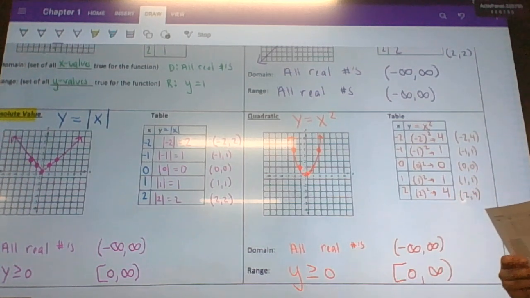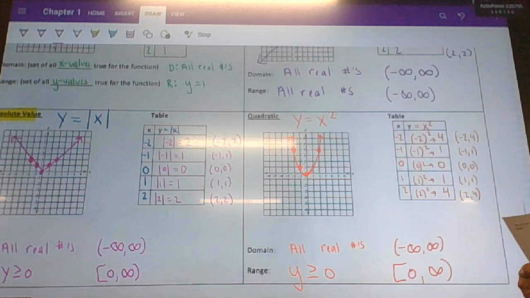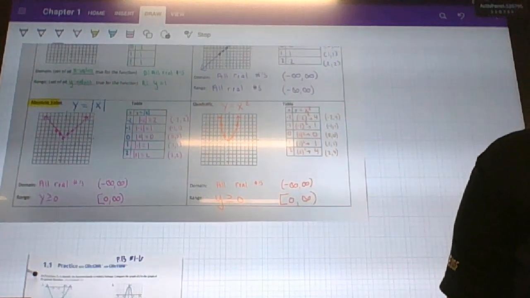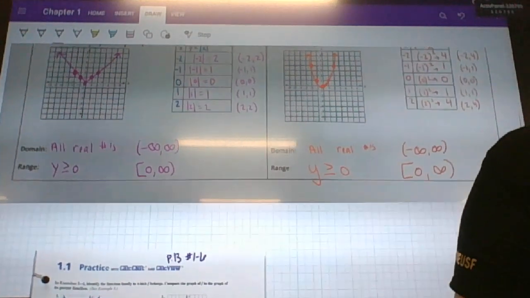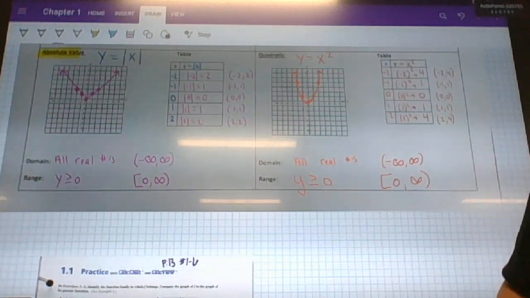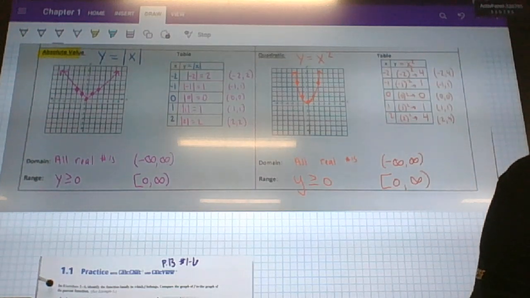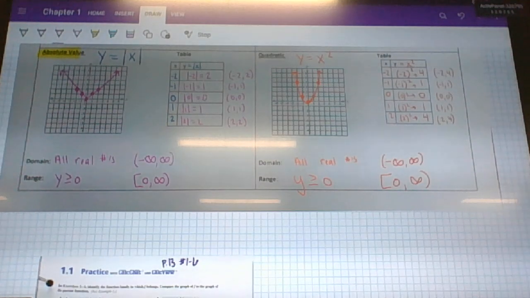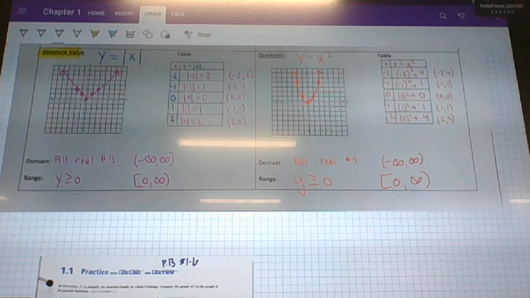We have to talk about how to identify changes. Before I do anything, I guess I can at least read the directions. I feel like I'm going too fast again. The directions read: identify the function family to which f belongs. Compare the graph of f to the graph of its parent function.